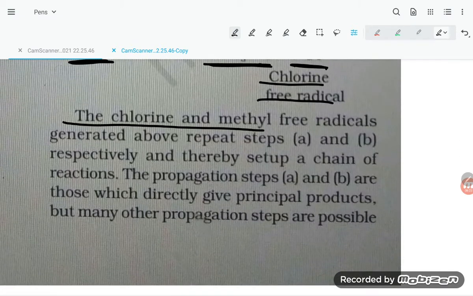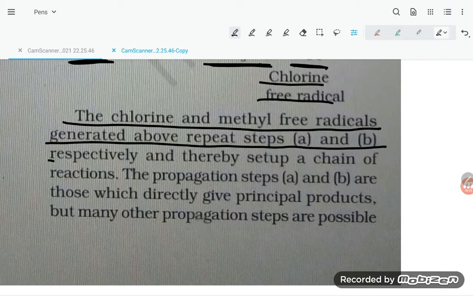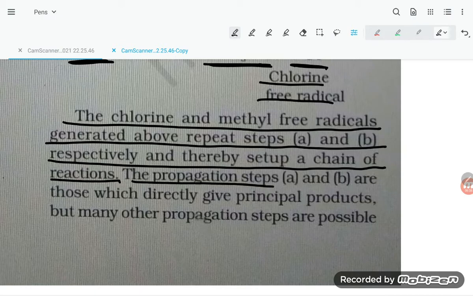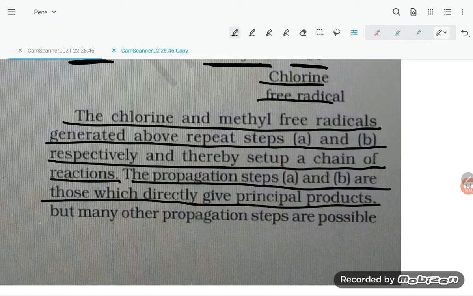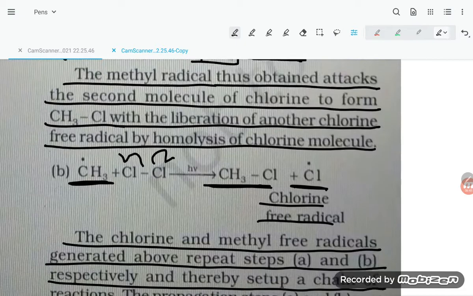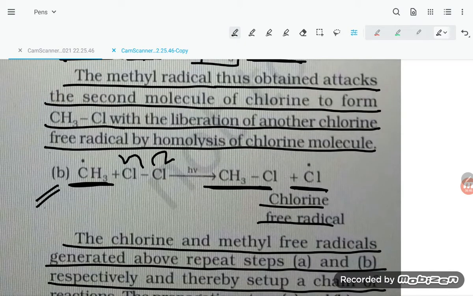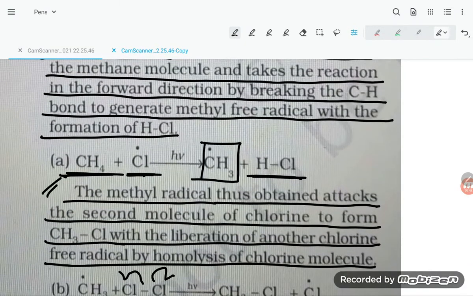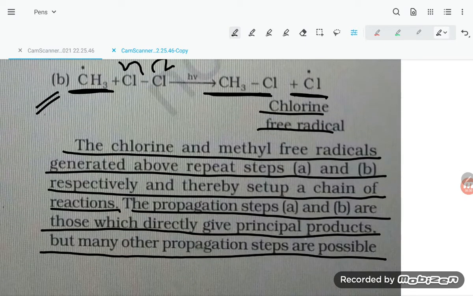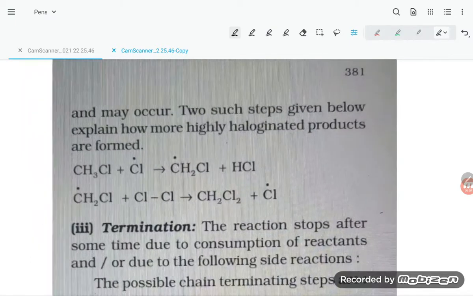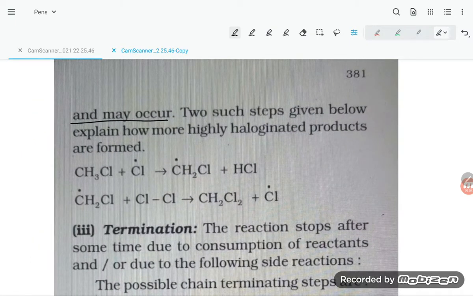The chlorine and methyl free radicals generated above repeat steps A and B respectively, and thereby set up a chain of reactions. The propagation steps A and B are those which directly give the principal product, but many other propagation steps are also possible. A and B are the principal steps, and in step B the product itself is getting formed.